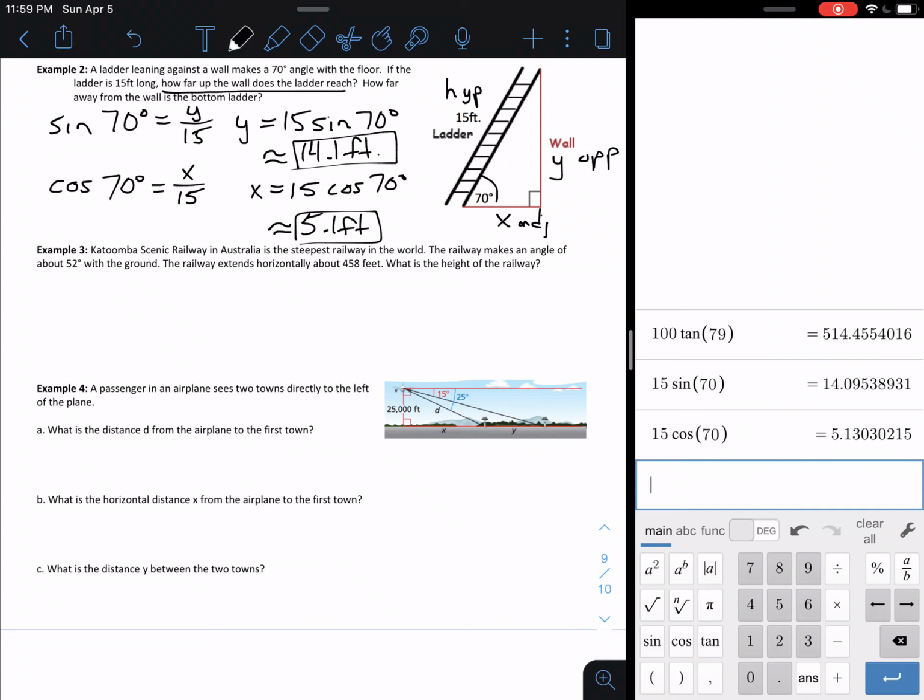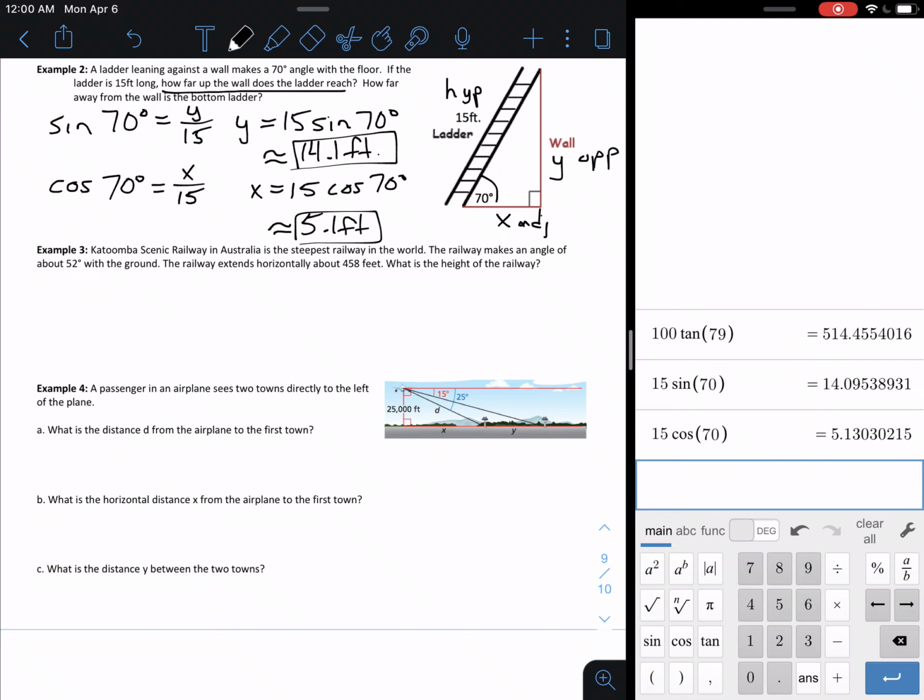So on example 3, the Katoomba Scenic Railway in Australia is the steepest railway in the world. And if you get a chance, I would just do a quick Google search for it. It's really kind of cool to see. It almost looks like a roller coaster, the way that it's how steep it is. But it's actually a railway, so trains actually go up and down it. The railway makes an angle of about 52 degrees with the ground. The railway extends horizontally about 458 feet. What is the height of the railway?